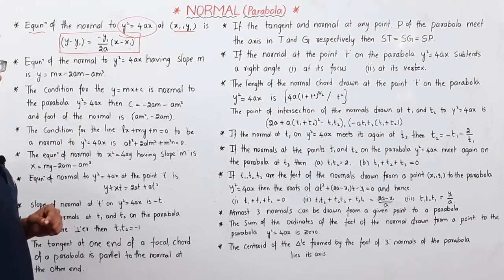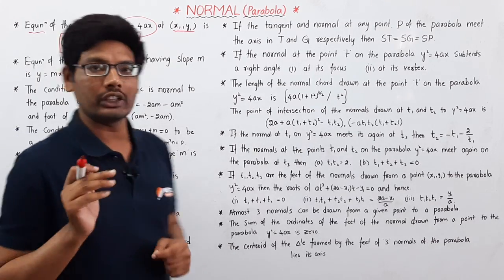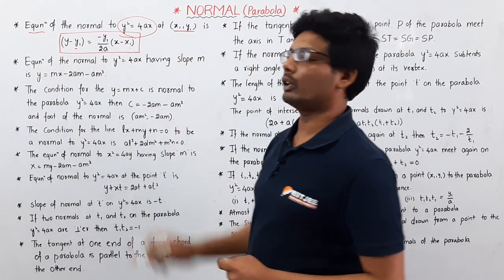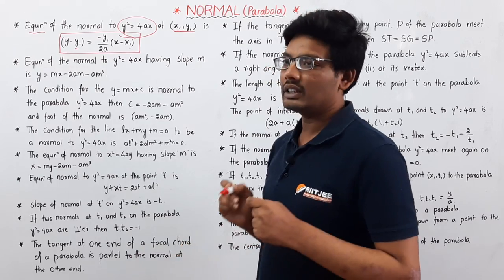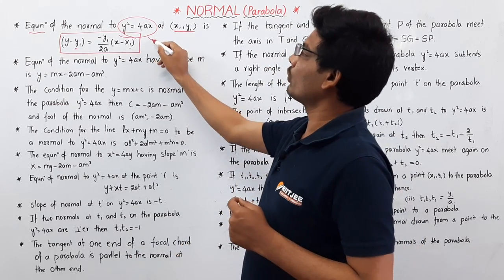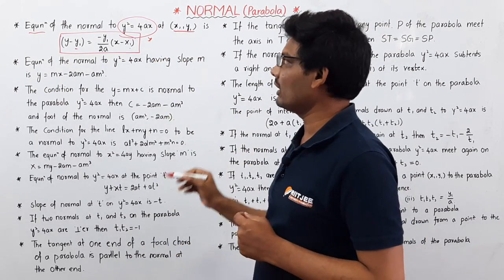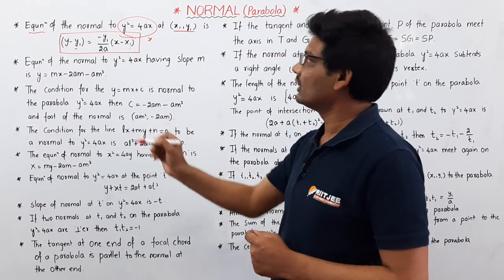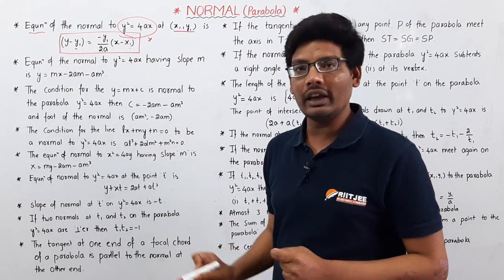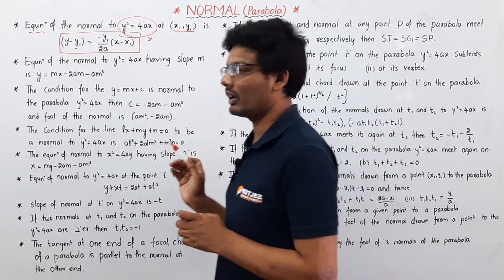What is the equation of normal here? Y minus y1 is equal to minus y1 by 2a into x minus x1. This is a formula to remember for finding the equation of a normal when a point of contact for the standard form of a parabola equation is given. This is the most important one.